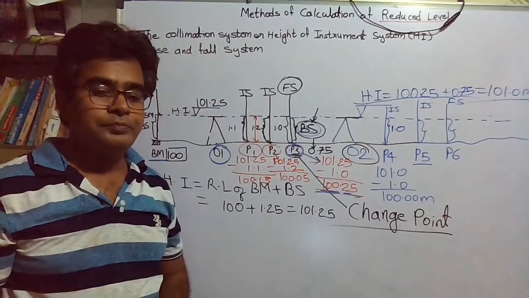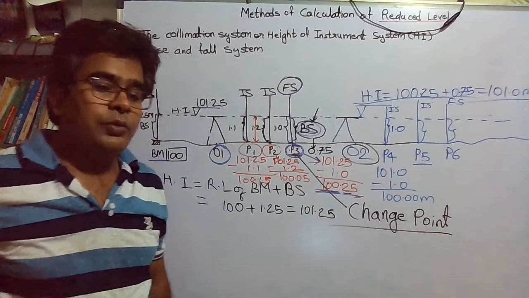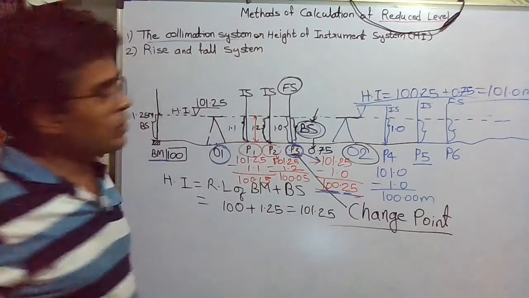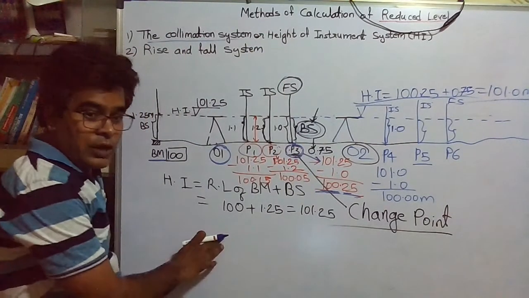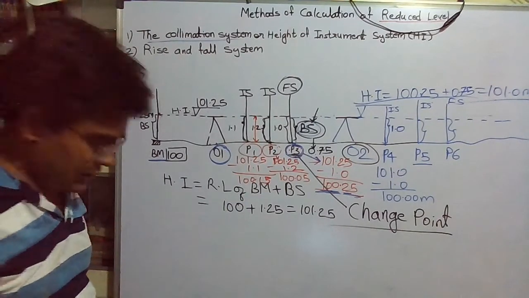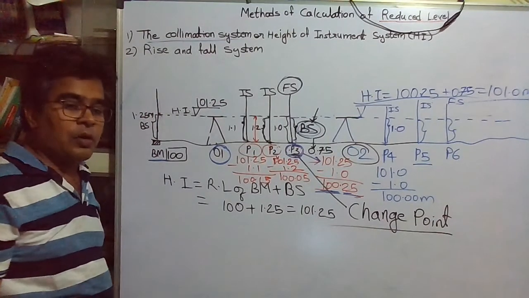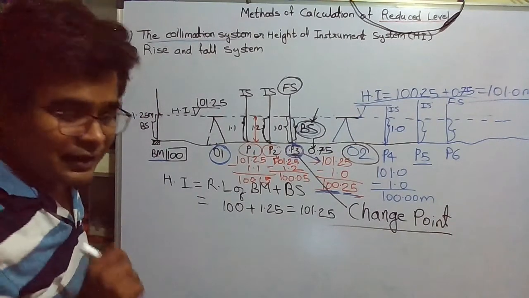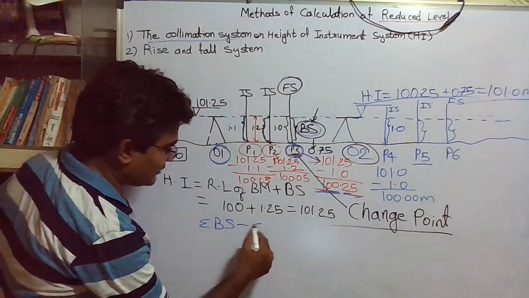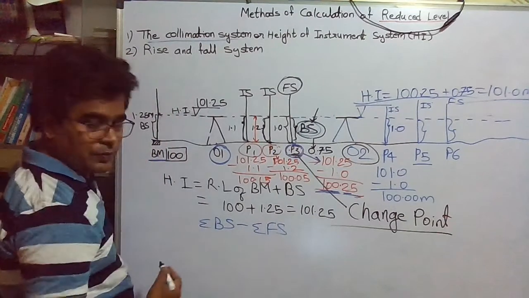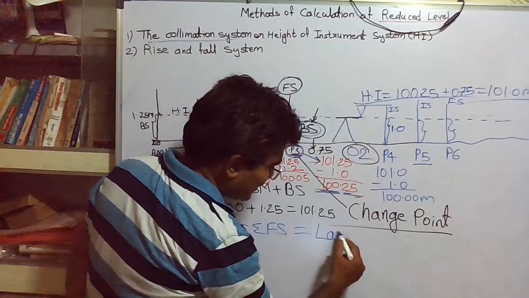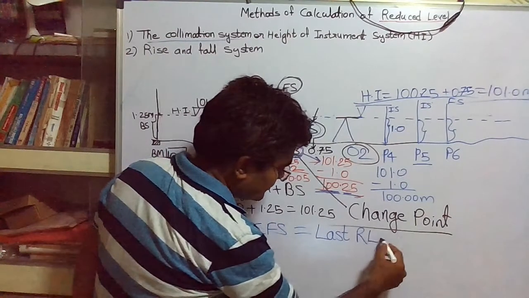Here we get a check for our calculation with this collimation system, or height of instrument system. What is the check? If we are finding out the RL of different points, whether our calculations are right or wrong, there is one check at the last that we can do. That check is: summation of backside minus summation of foresight should be equal to last RL minus first RL.